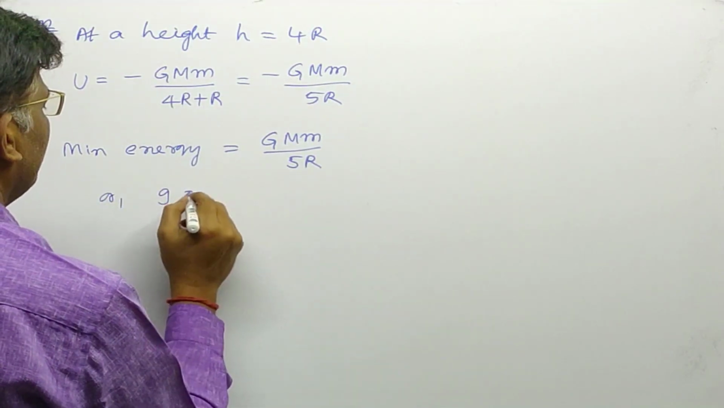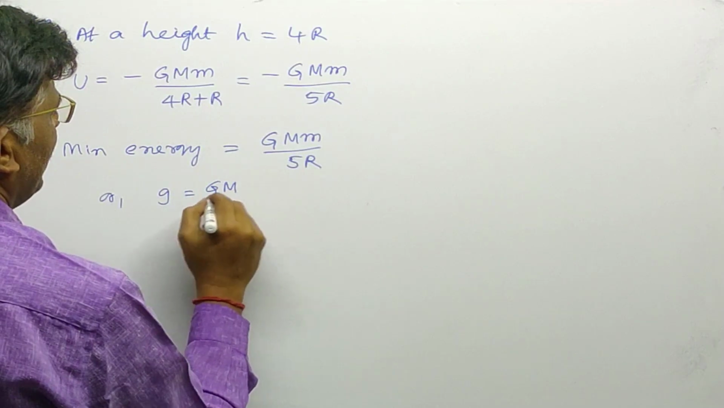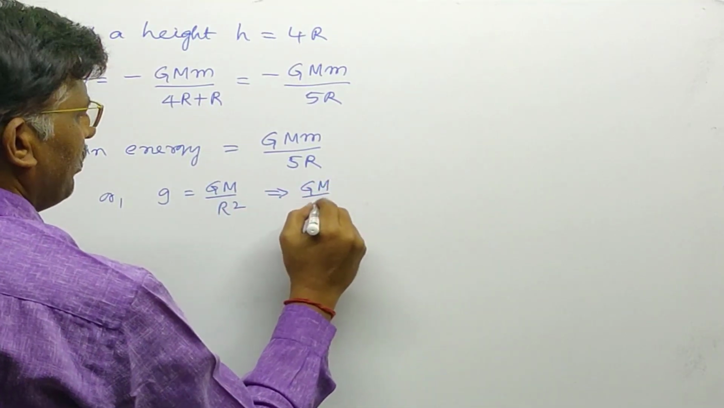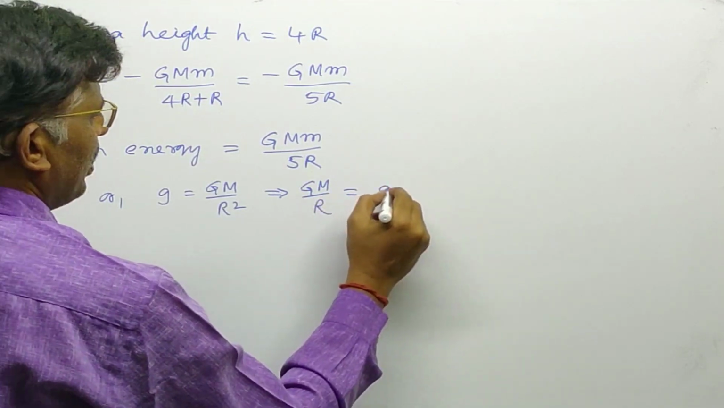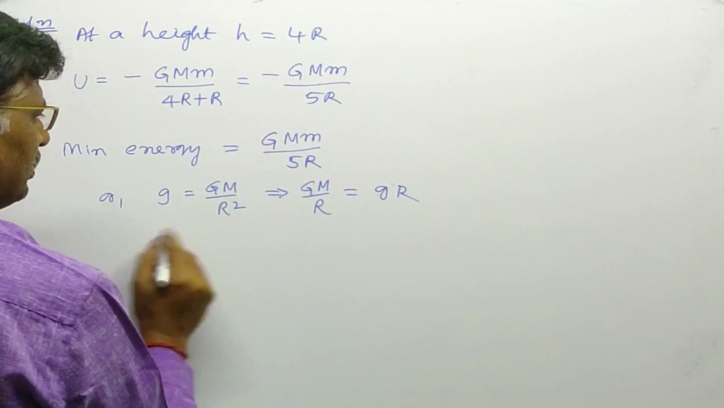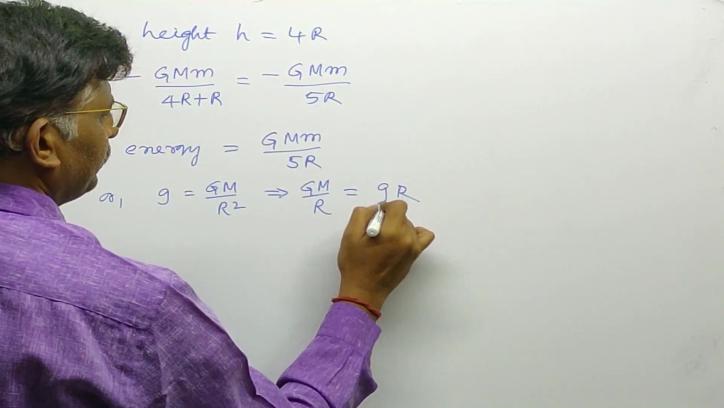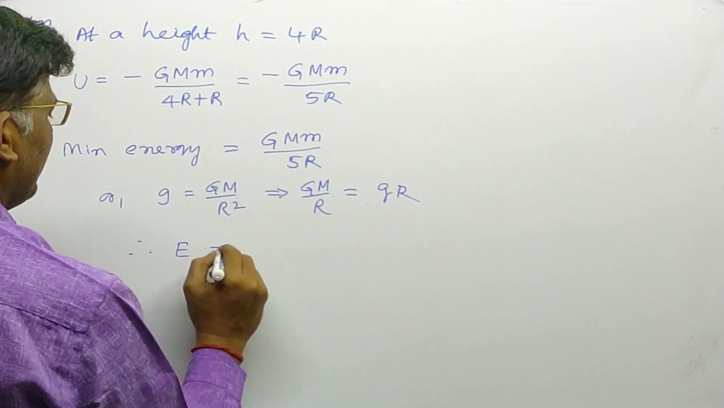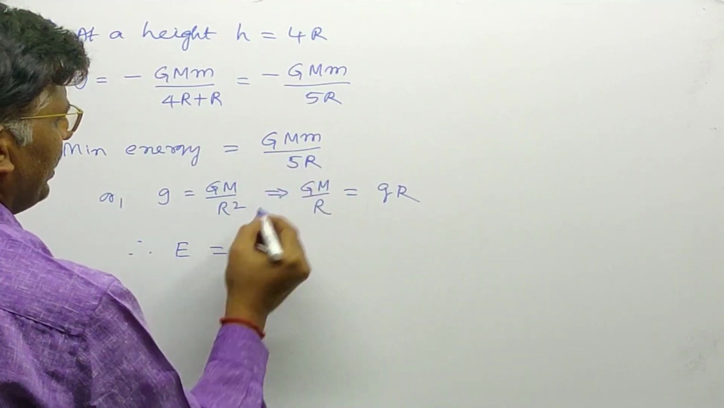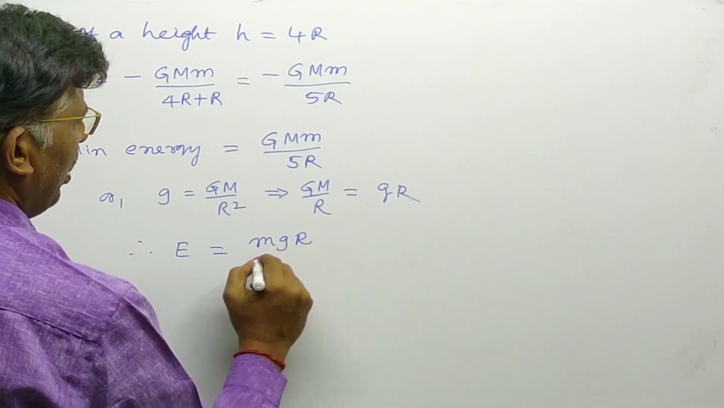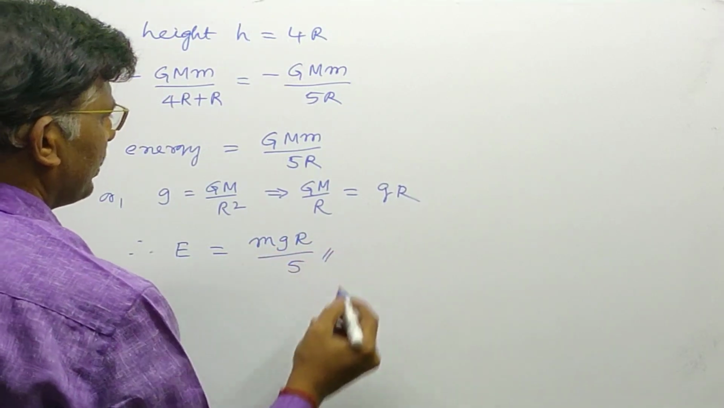From small g is equal to GM by R squared, we can write it as GM by R is equal to small g into R. So therefore the energy required E is equal to GMm by 5R, which is mgR by 5. That is our answer.